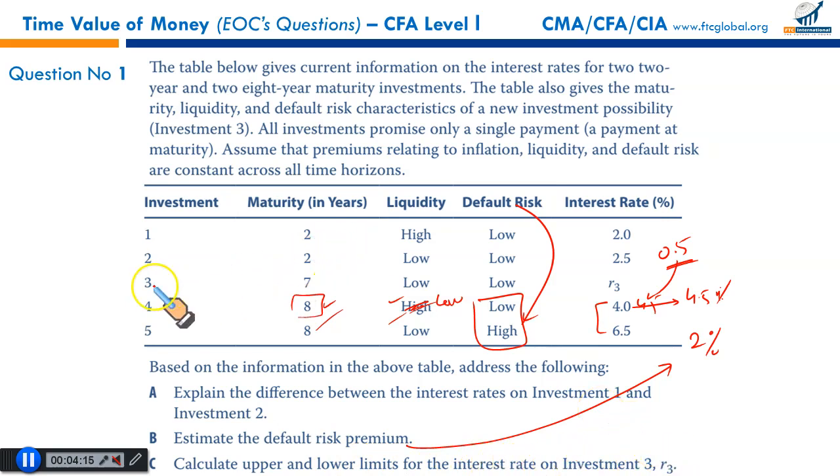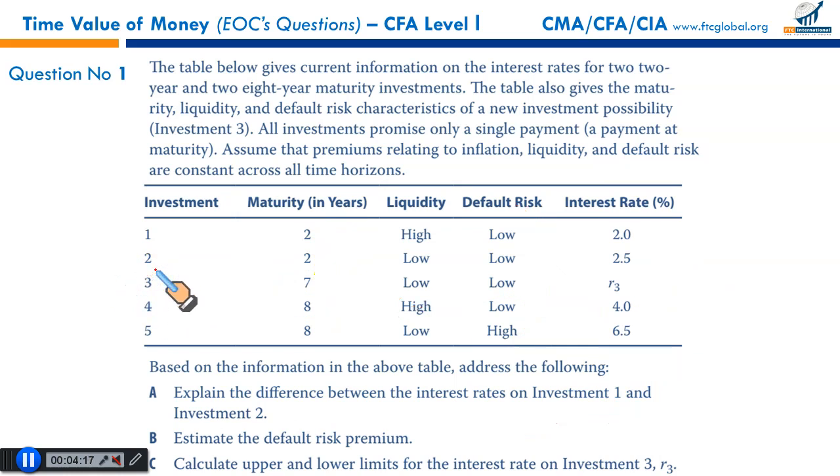This is your investment 3. It has low default risk. It has low liquidity, so it should be compensated with a liquidity premium, and it has a maturity of 7 years. Since it has low default risk and low liquidity, the return on this investment should be more than 2.5 in order to compensate for low liquidity. So the return for this investment should be greater than 2.5.